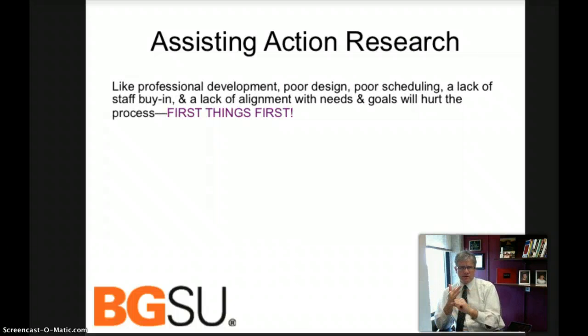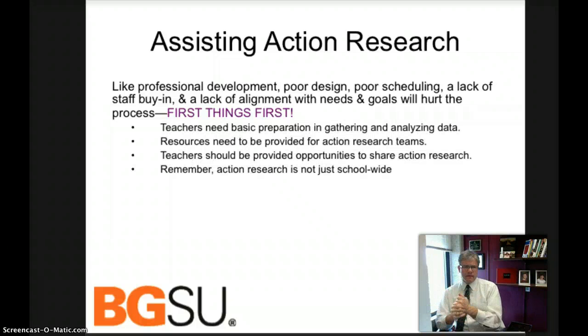Like when we talk about professional development, poor design, poor scheduling, lack of staff, I hate the phrase buy-in, but it's here, and lack of alignment will hurt the process. So it can't be something where we just come in and say, hey, we're going to do action research. We've got to develop these ideas, we've got to design it well, we've got to give time, we have people see value in doing this. And so teachers need basic preparations. As administrators, we need to be providing the resources.